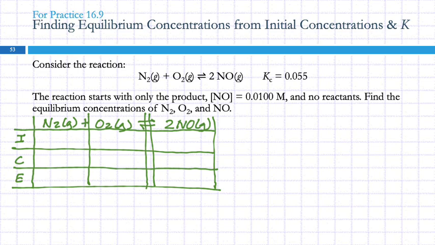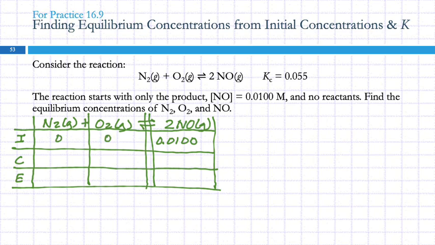So we're given initial concentrations. Let's write those in. So the concentration of NO is 0.0100. All the concentrations are going to be in molarity. So if you want to leave that off, that's okay. What were the concentrations of N2 and O2? 0. It said there was none. So 0.